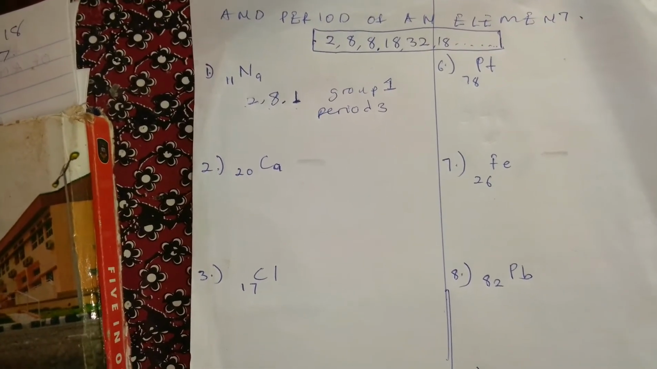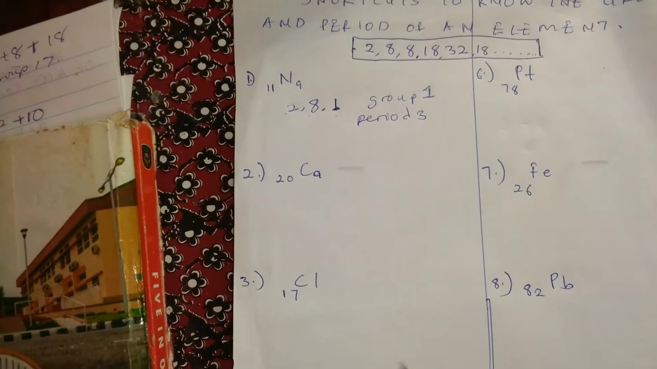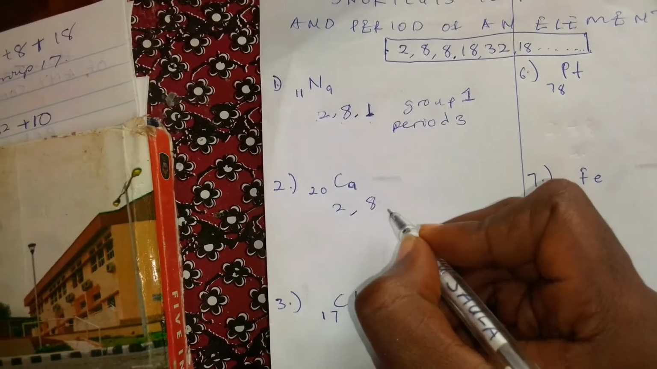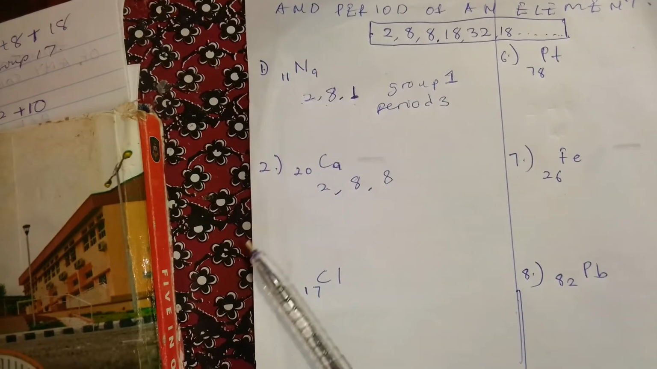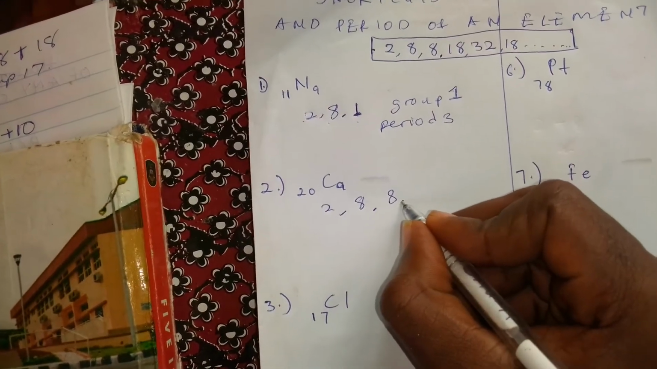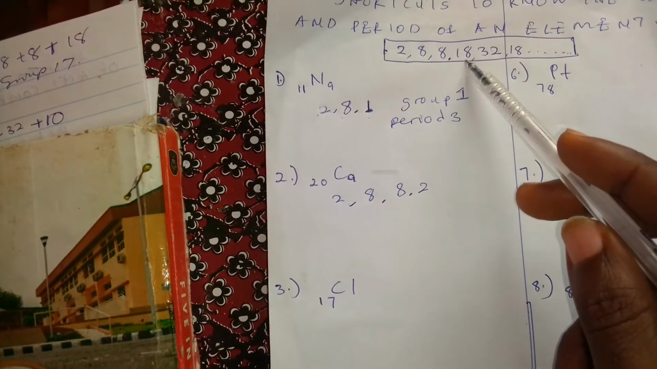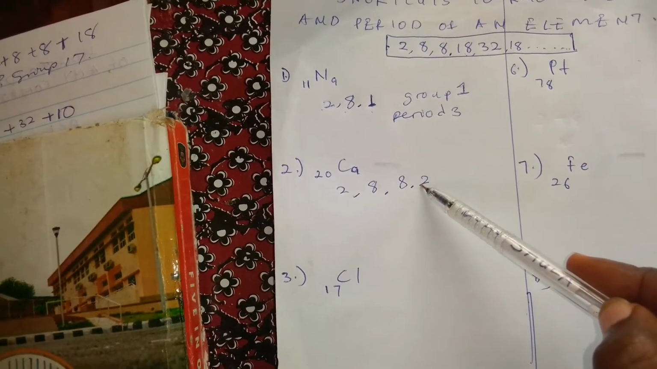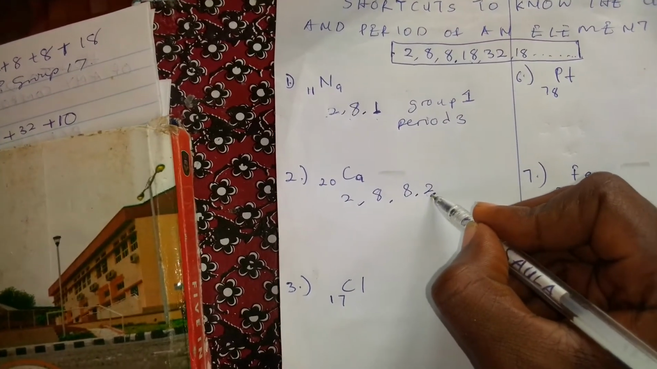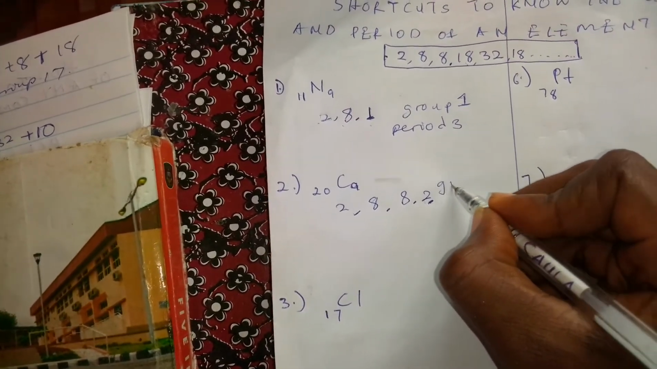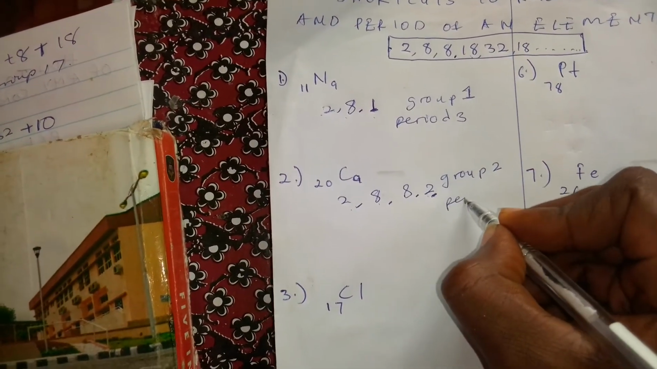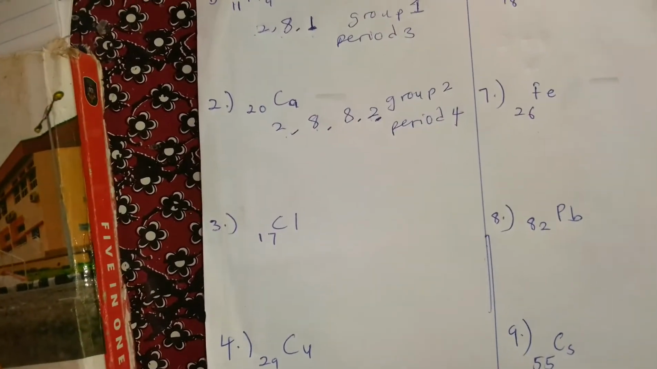Let's check the second one, which is calcium. That one has 20. So let's follow the rule also. The rule said we will start with 2. Then the next one will be 8. The next one will be 8. If you check this now, 2 plus 8, 10, plus 8 is 18. It's not up to 20 yet. So 2, because 18 is the maximum in the fourth one. So it's just 2 we have. So we drop the 2 here. This last number is what will determine the group. So the last number here is 2. That means calcium is in group 2. So if you now count 1, 2, 3, 4, it shows us it is in period 4. I hope we are getting it.